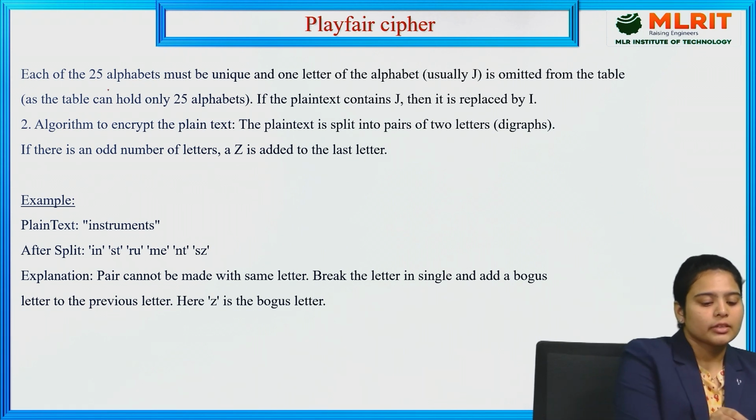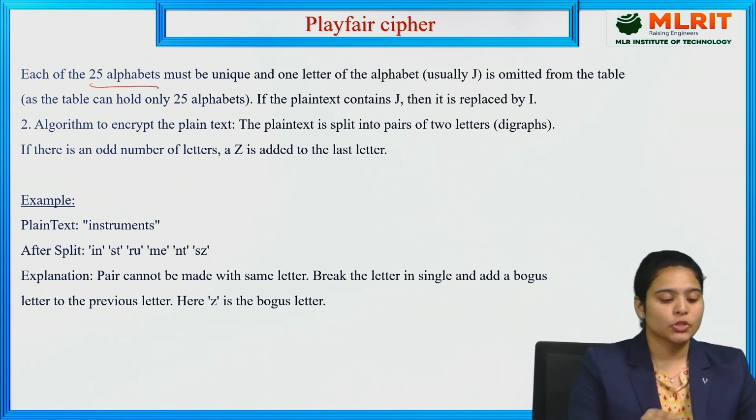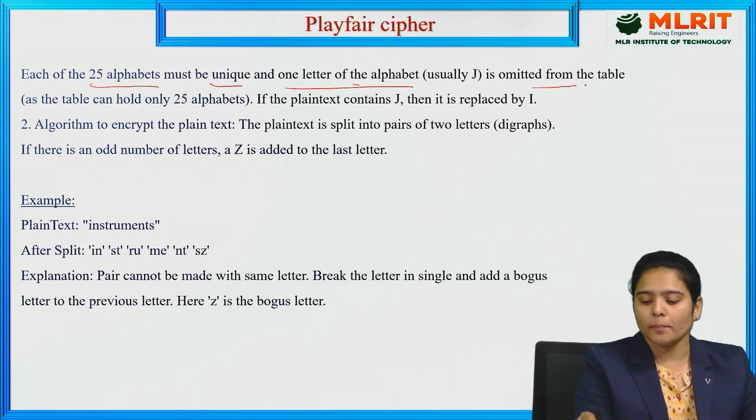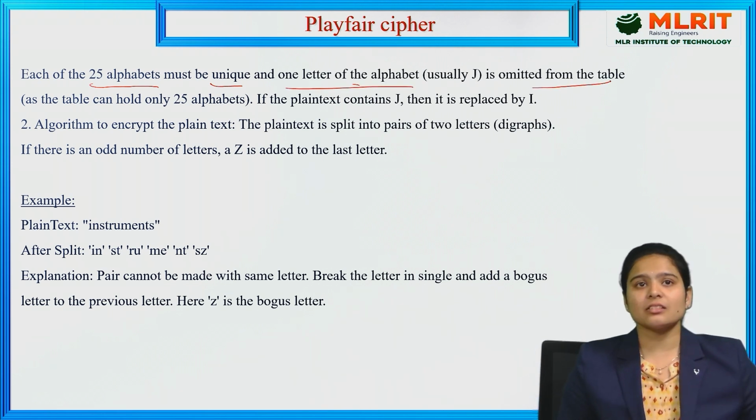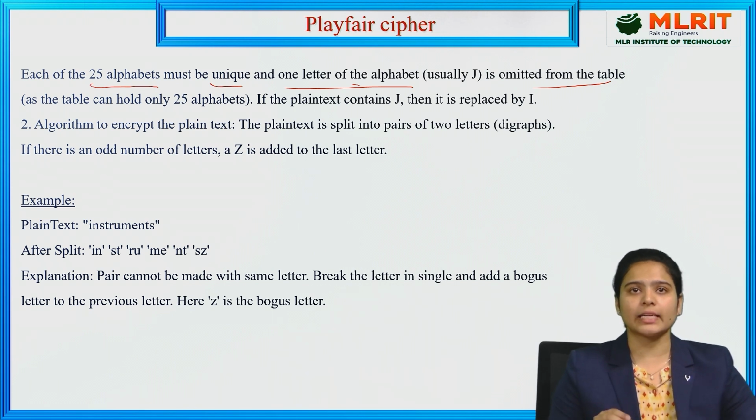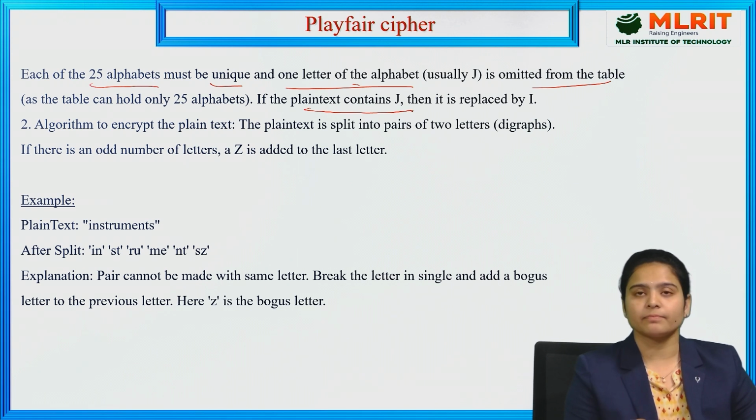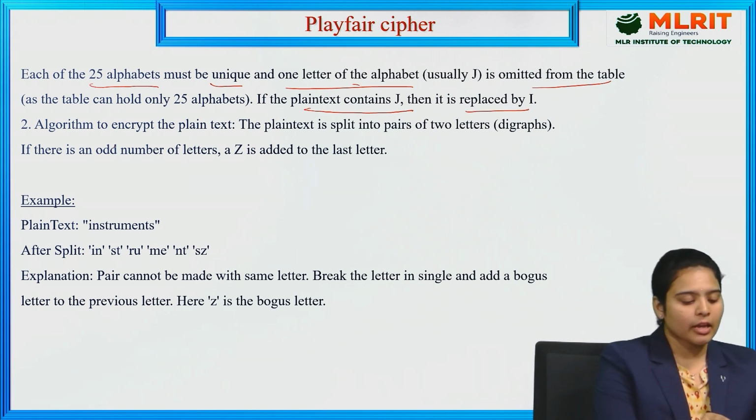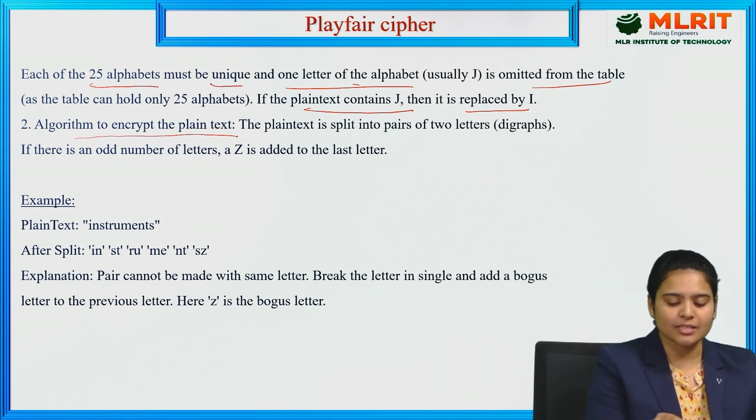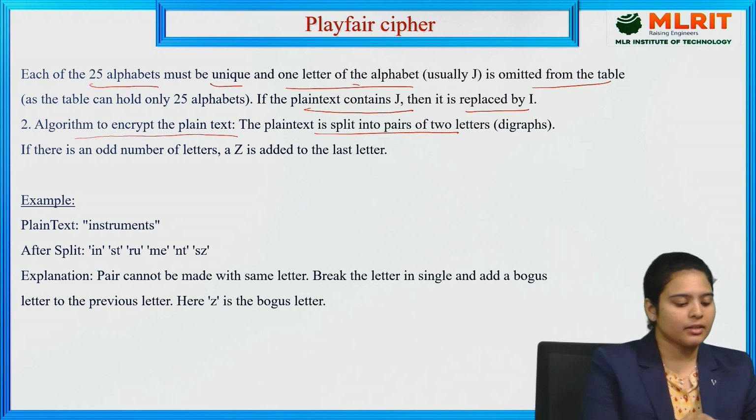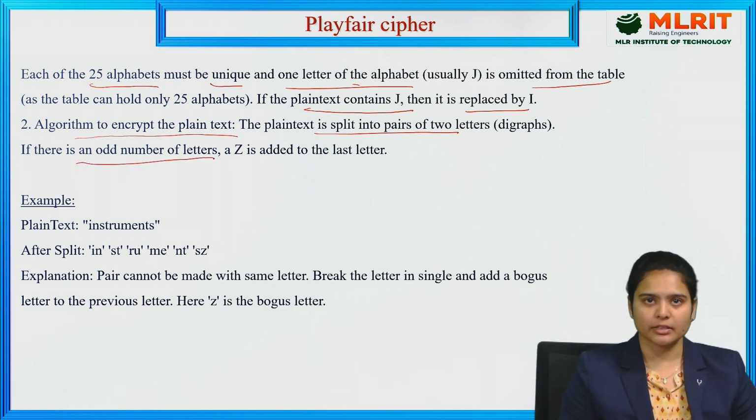And also each of the 25 alphabets should be in the grid, and one of the alphabets is omitted from the table, so it can hold only 25 alphabets. For example, if the plain text contains J, then it is replaced by I. I will show the example in the next slide. And also, to encrypt, the plain text is split into pairs of 2 letters. If there is an odd number of letters, Z is added to the last letter.